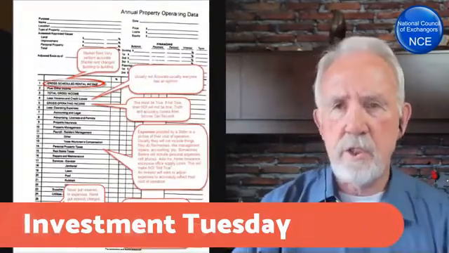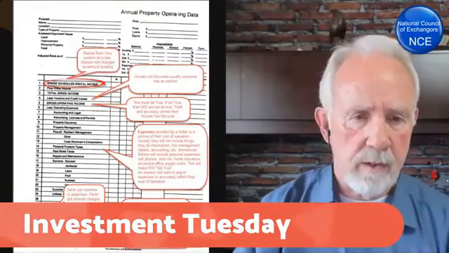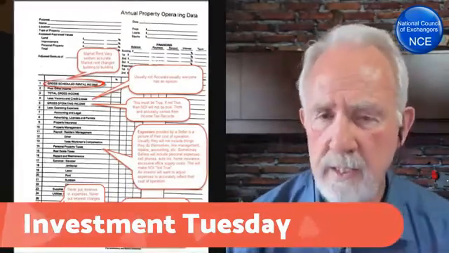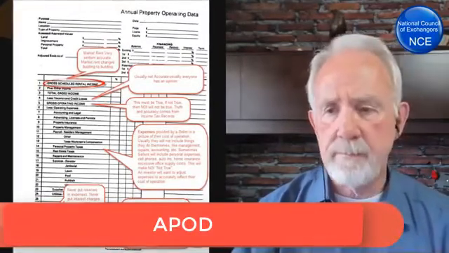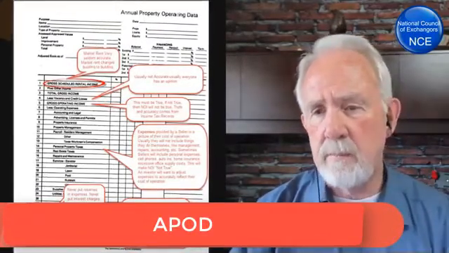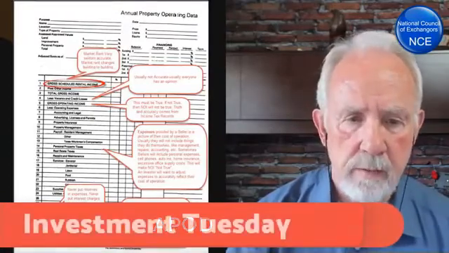There's an APOD sheet. I guess people have probably heard of that short term. APOD stands for Annual Property Operating Data Sheet. And when we go to buy and sell real estate, one thing that we can gloss over very easily is the income and the expenses.